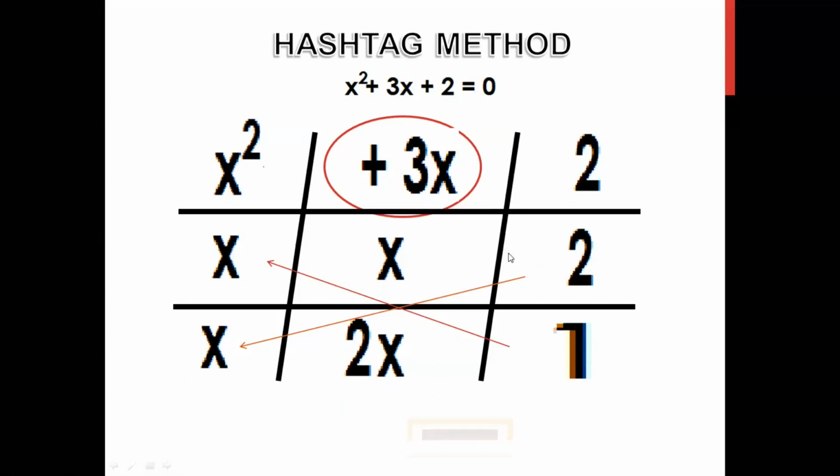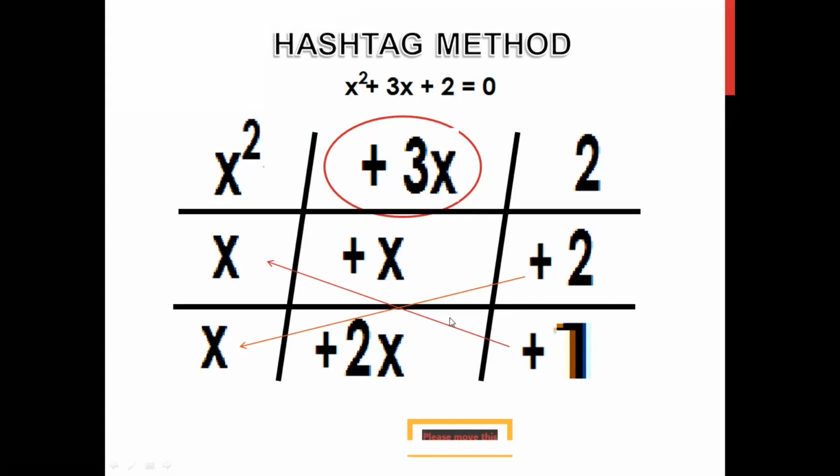So we put positive and positive. If we put positive here, we will put also positive here. Then after that, check the table if it agrees with our equation. First, multiply x times x, we got the x squared. So it agrees. So okay, check.